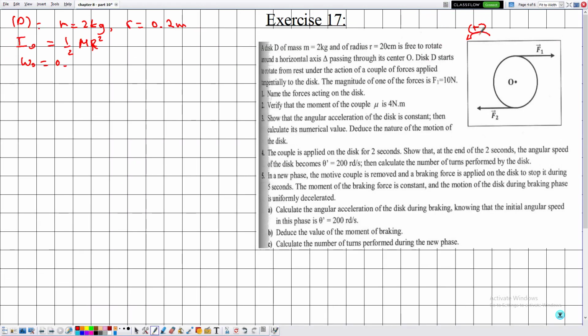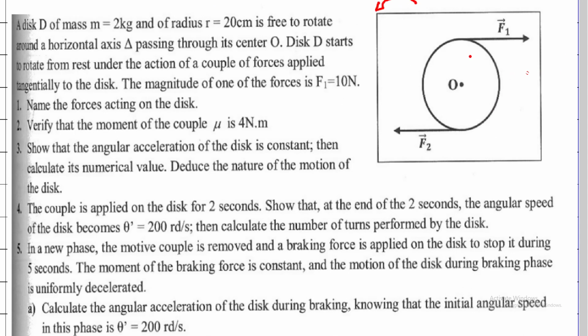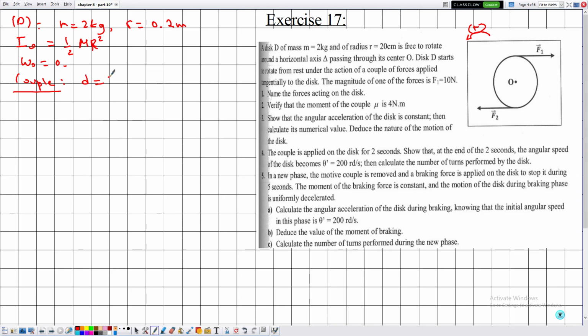So everything will be up to a minus plus sign. It's not important. Now the magnitude of one of the forces, F1, is equal to 10 newtons. So here let me say that we have a couple of forces. The distance d separating the couple is given by the diameter. So d is equal to 2r, because the distance is important when calculating the moment.